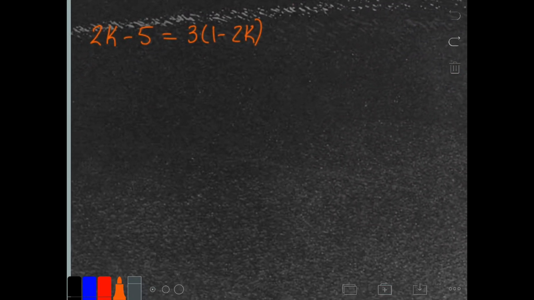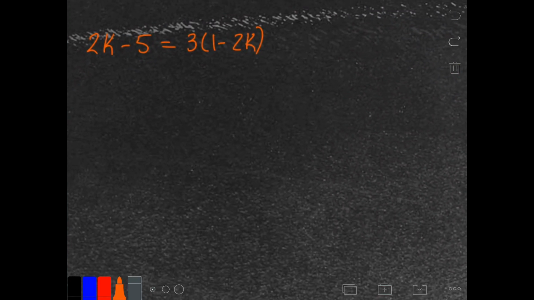Two more. This one's very similar. Left-hand side, there's nothing I can do to simplify, but on the right-hand side, I have some parentheses. So let's go ahead and distribute the 3. 3 times 1 is going to give me 3. 3 times negative 2k gives me negative 6k or minus 6k.